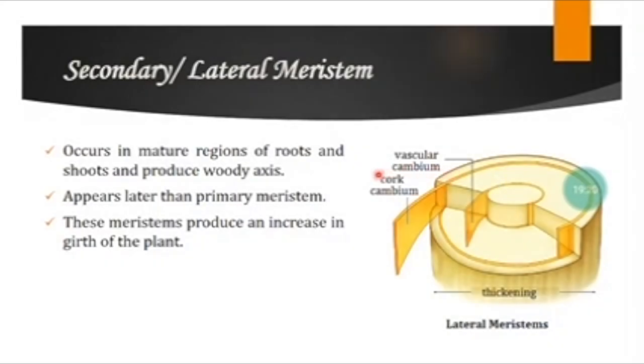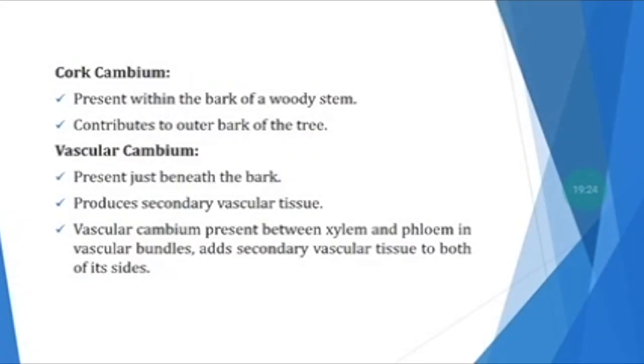Normally there are three different types of cambium: the fascicular, the cork and the vascular cambium. Cork cambium: cork is present within the bark of the woody stem. The outside of the woody stem is called cork. Through this cork position we can identify the bark part. It contributes to the outer bark of the tree. What about the vascular cambium? Vascular means the food and water transport tissue, so it is called vascular cambium. It is present inside the plant body, and this is secondary vascular tissue.